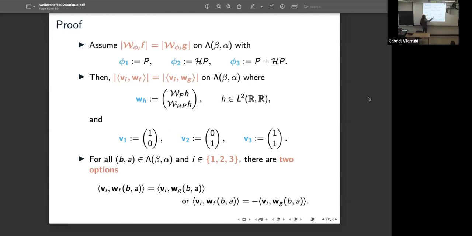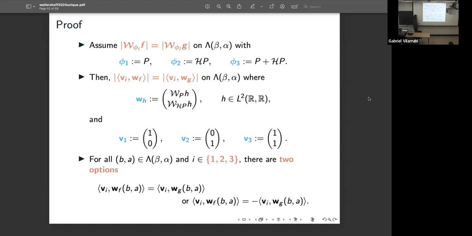But now you have 3 i's and you only have two options, so either of the two options needs to come with at least 2 i's. You could not have that this is true for one i and that is true for one i, because then you're missing an i, and that final i either has to make this true or make that true. So there needs to be at least 2 i's for either one of these, and then if you look at these three vectors, they're full spark, so whenever you pick 2 out of the 3, you get a basis for R2.